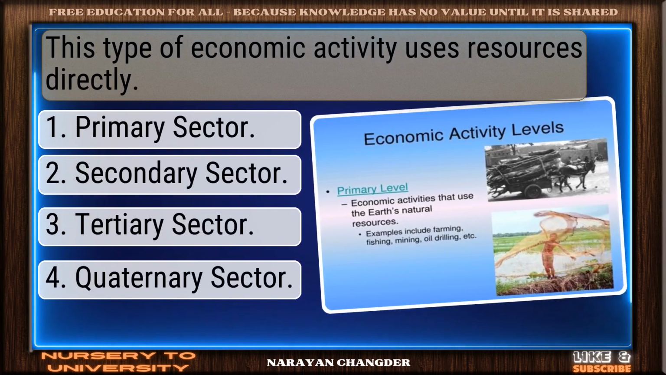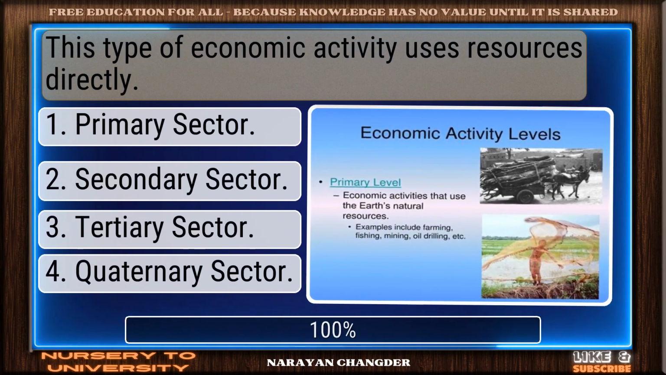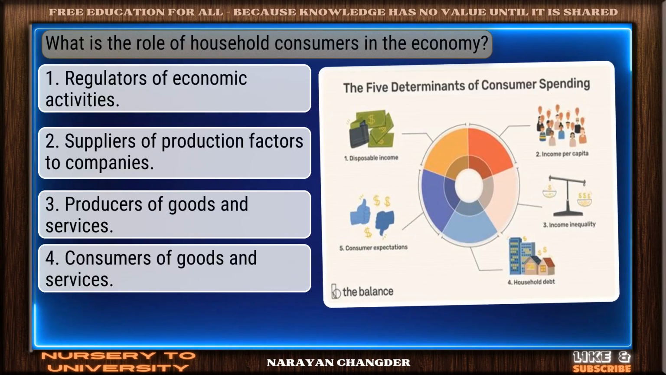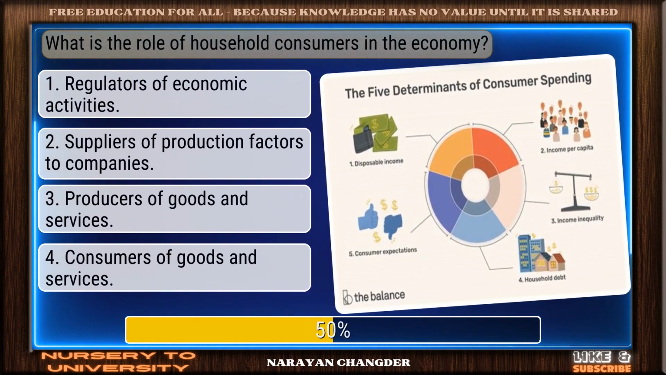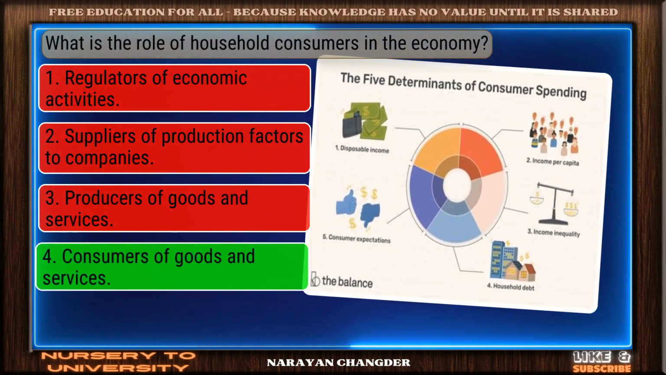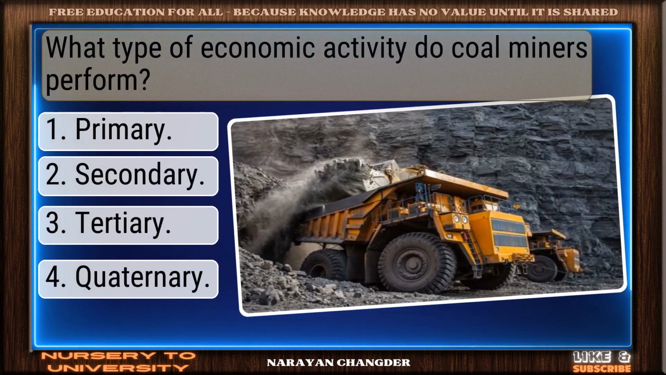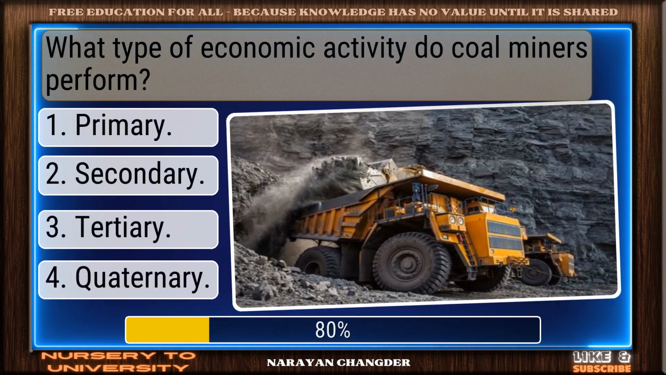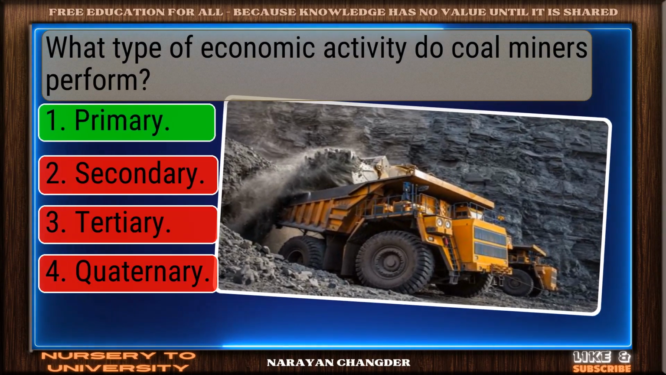This type of economic activity uses resources directly. Excellent choice. Primary sector is the right answer. What is the role of household consumers in the economy? Smart pick. Consumers of goods and services is the correct choice. What type of economic activity do coal miners perform? Right again. Primary is a valid answer.